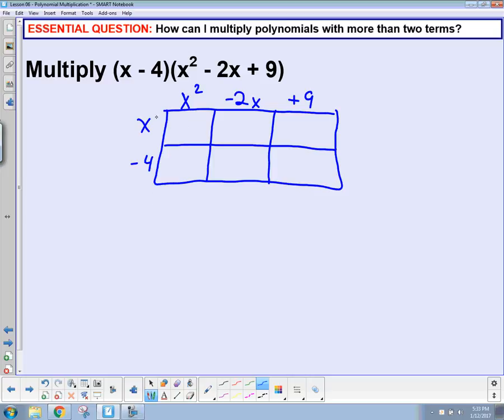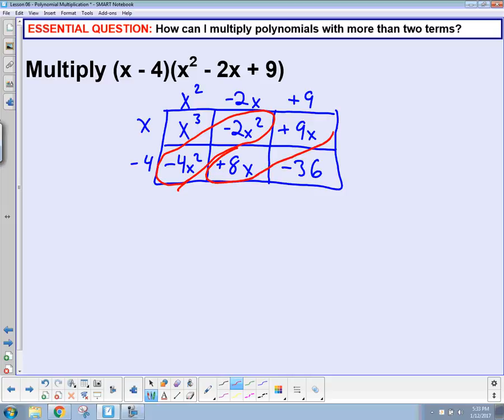X squared times x, that's going to be x cubed. Negative 2x and x, that's negative 2x squared. X times 9 is a positive 9x. Second row, x squared times negative 4 is a negative 4x squared. Negative 2x times negative 4, that's positive 8x. Okay, two negatives make a positive. Don't forget the x. And then 9 times negative 4 is a negative 36. Again, notice your diagonals are like terms. So go ahead and take care of that. Okay?